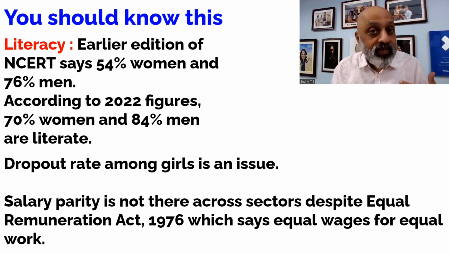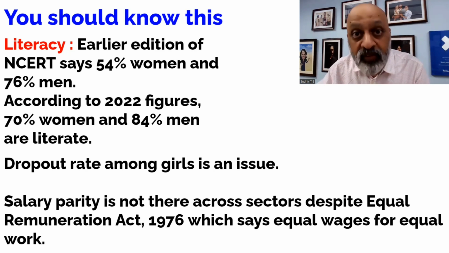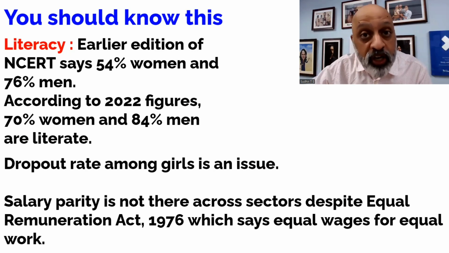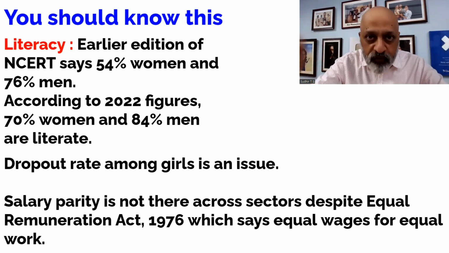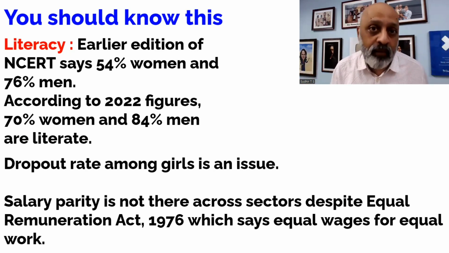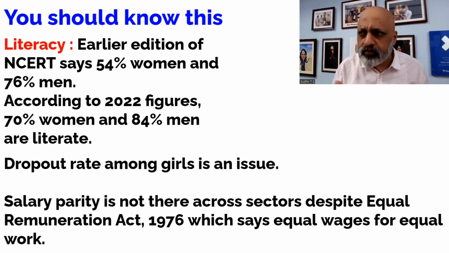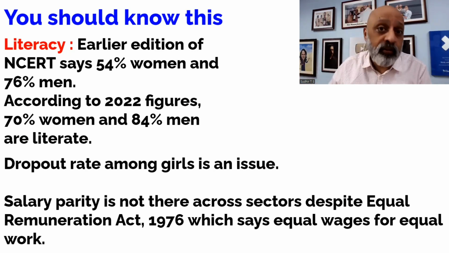That's the difference. Salary parity is not there across sectors, despite there being something called the Equal Remuneration Act. Remuneration means giving of money. Remunerate means I do some work and I get some money in return. The Equal Remuneration Act 1976 says equal wages for equal work. If you and I are doing the same work, you should be paid the same amount of money as I am getting paid. But despite this, across sectors, you would have heard, I don't know if you have heard, that in many interviews, people like, say, Kareena Kapoor have spoken about how the male actor will always get much more money than the female actor.